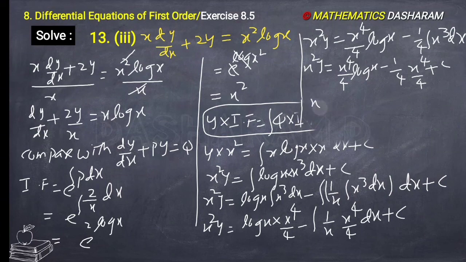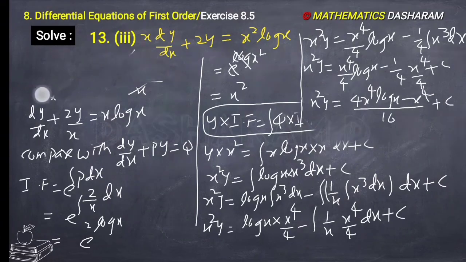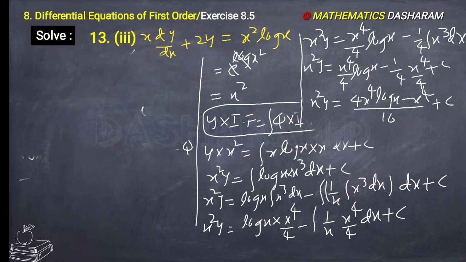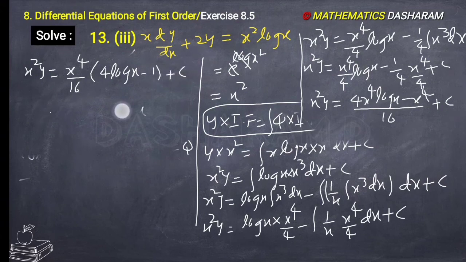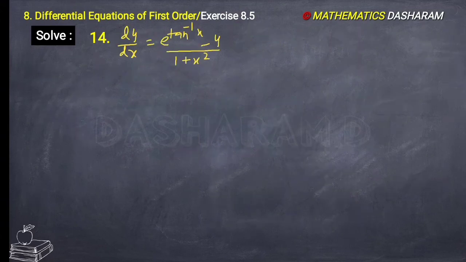So here x square into y equals, the LCM is 16, then 4 into x to the power of 4 log x minus x to the power of 4 plus c. So x square into y equals, here x to the power of 4 by 16 common, then 4 into log x minus 1 plus c is our required answer.